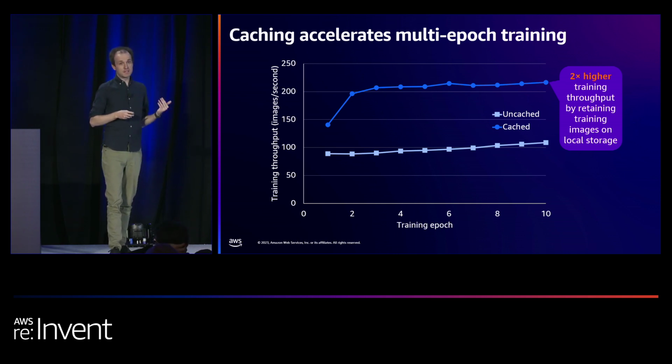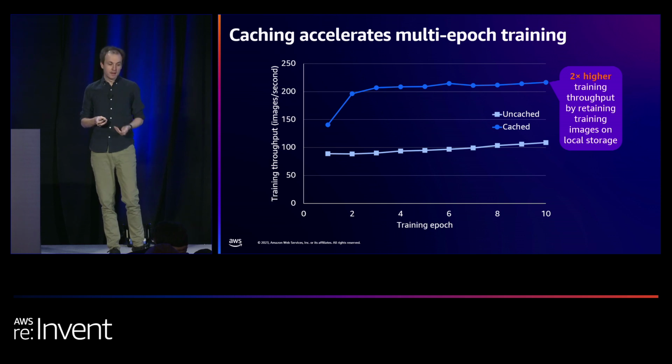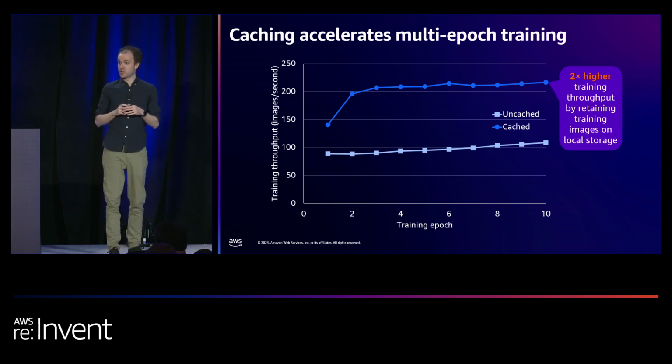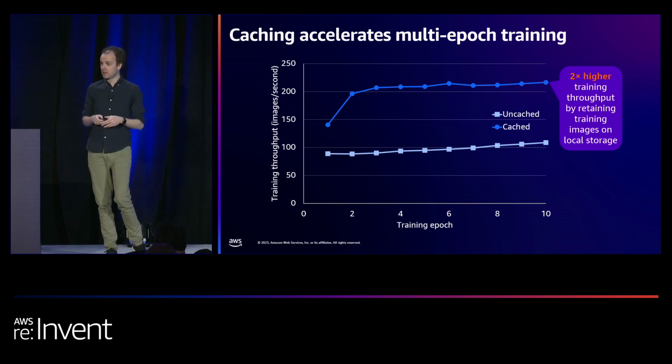But then it's after the first epoch that things really kick into gear, right? As we get into these later epochs where we're serving all of your requests entirely from cache, not speaking to S3 at all, training's up to 2 times faster using this caching feature than going directly to S3 every time. So I'm really excited for you to try out this new caching feature of Mountpoint. It's a pretty plug-and-play way to get better performance from multiple epoch training on S3.